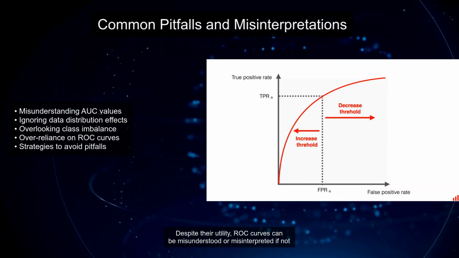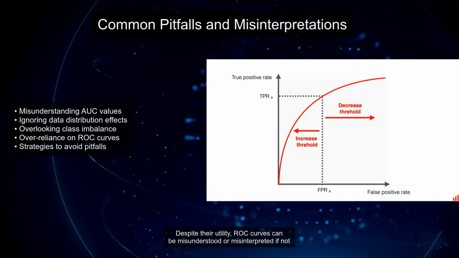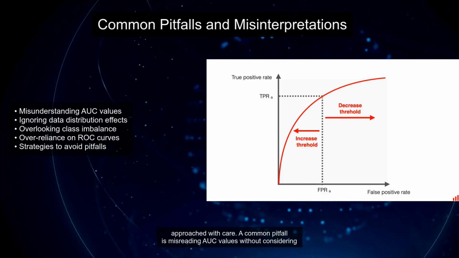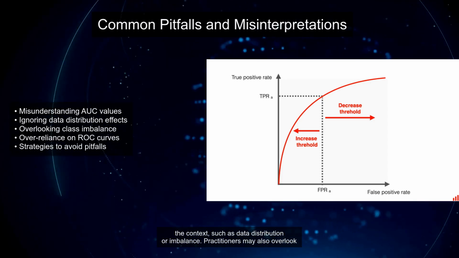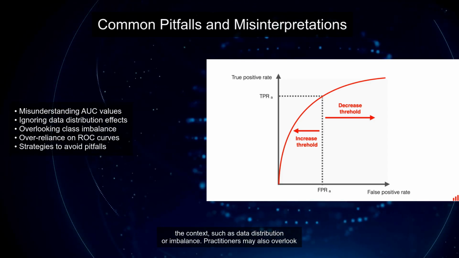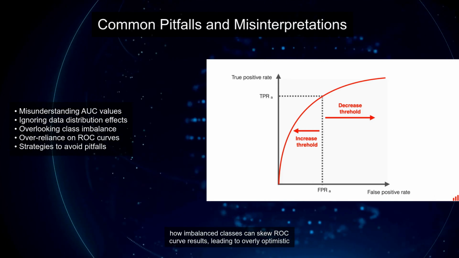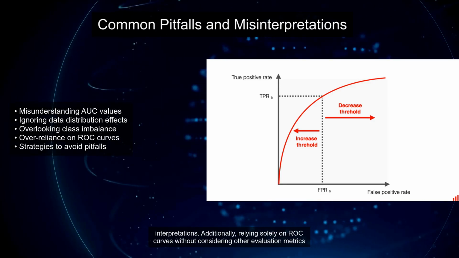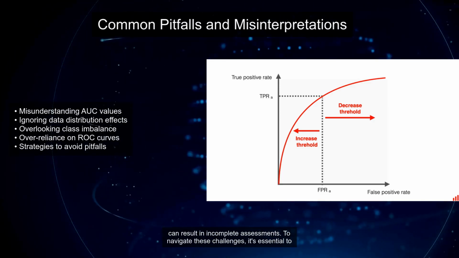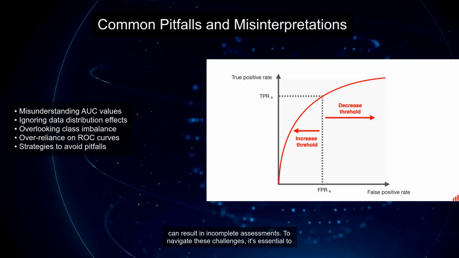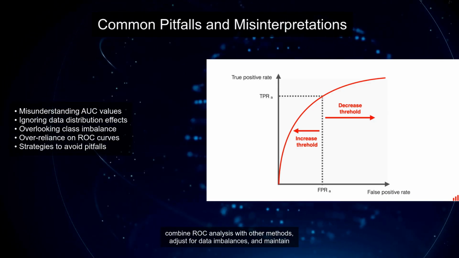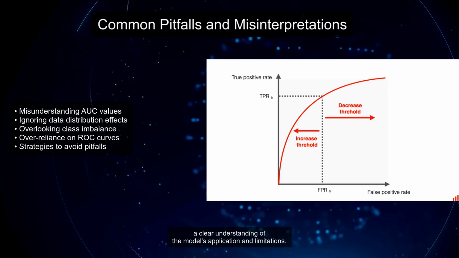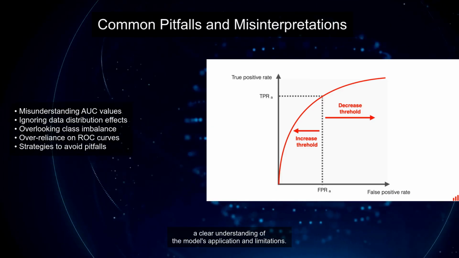Despite their utility, ROC curves can be misunderstood or misinterpreted if not approached with care. A common pitfall is misreading AUC values without considering the context, such as data distribution or imbalance. Practitioners may also overlook how imbalanced classes can skew ROC curve results, leading to overly optimistic interpretations. Additionally, relying solely on ROC curves without considering other evaluation metrics can result in incomplete assessments. To navigate these challenges, it's essential to combine ROC analysis with other methods, adjust for data imbalances, and maintain a clear understanding of the model's application and limitations.